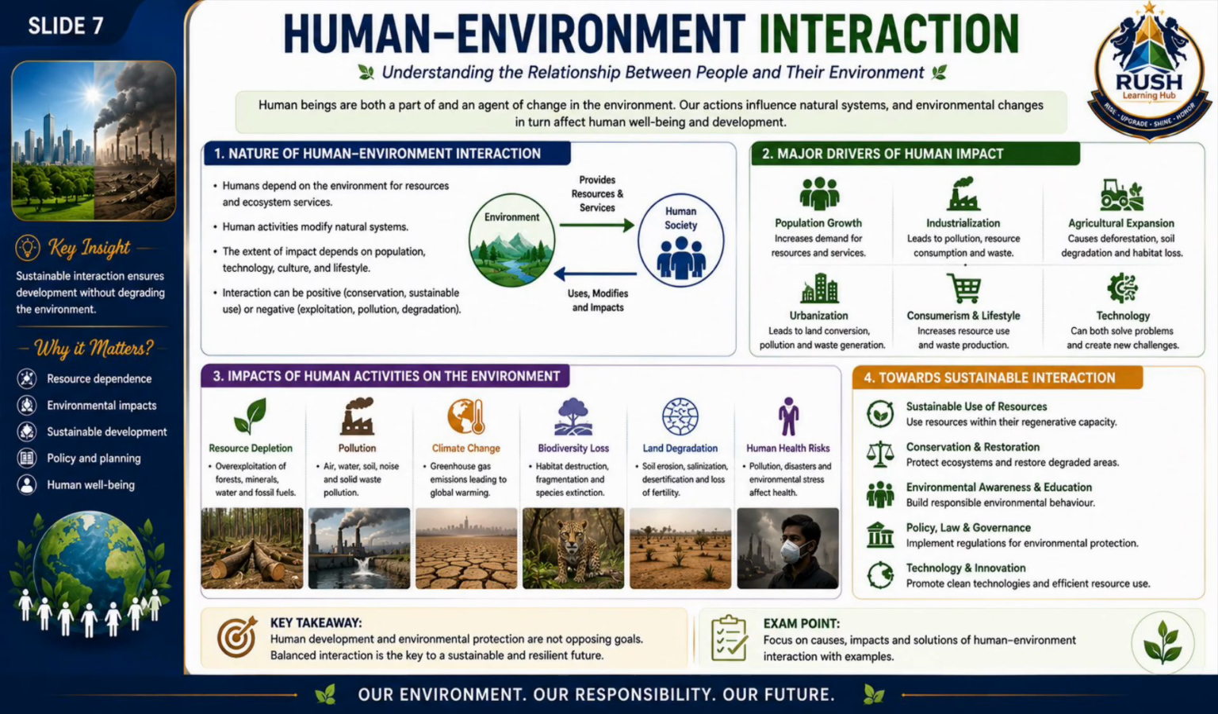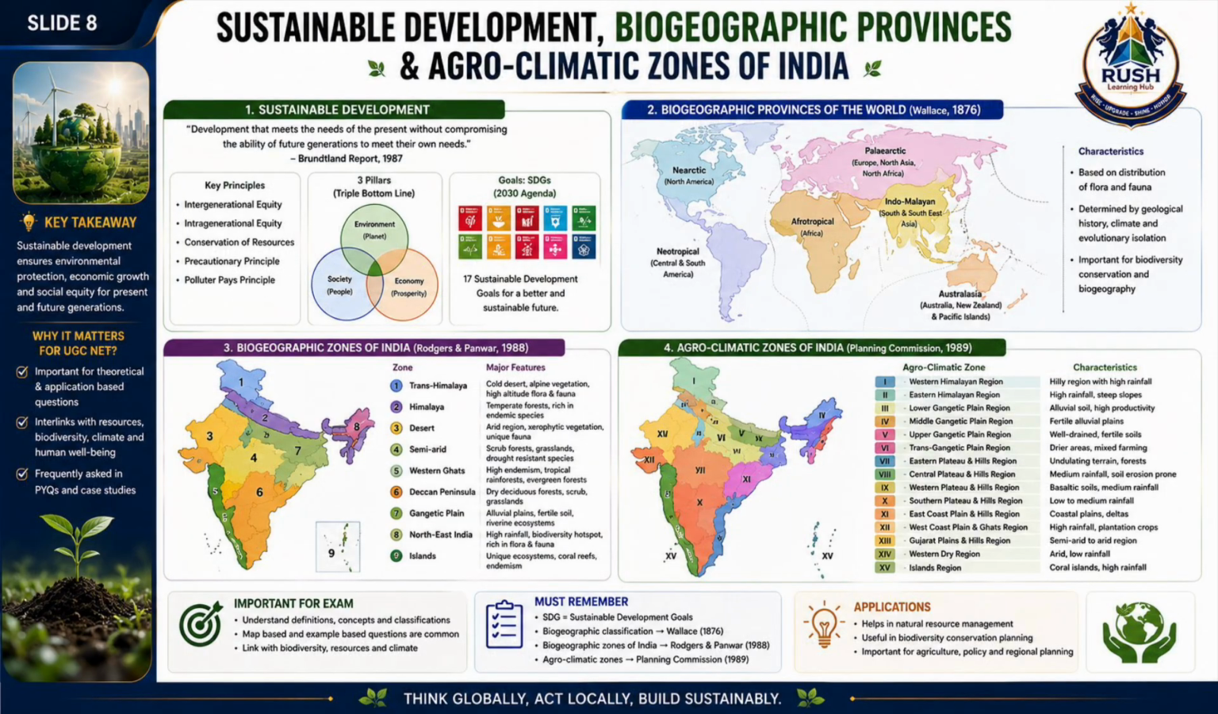For UGC NET examinations, it is important to understand that sustainable development seeks to balance three interconnected dimensions: environmental protection, economic development, and social well-being. Sustainable development was formally defined in the Brundtland Report of 1987 as development that meets the needs of the present without compromising the ability of future generations to meet their own needs. The concept emerged because rapid industrialization, population growth, and resource exploitation were causing environmental degradation and resource depletion.